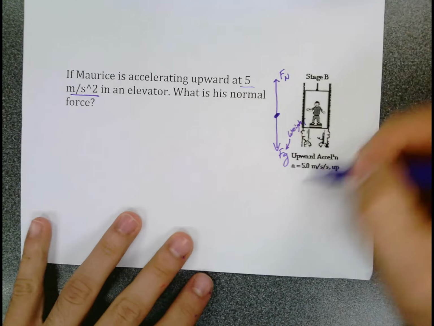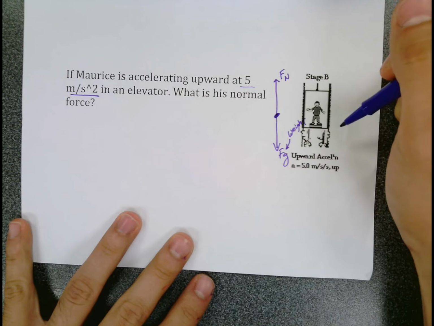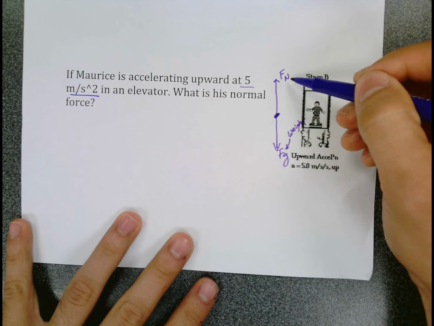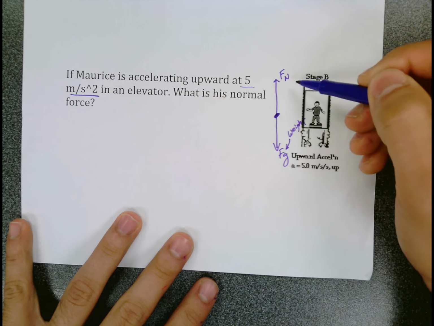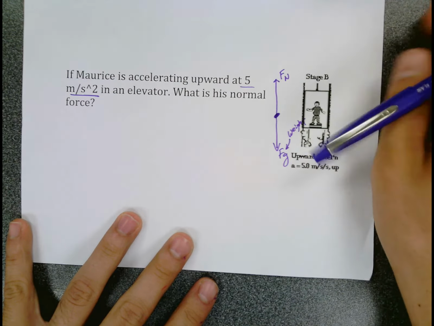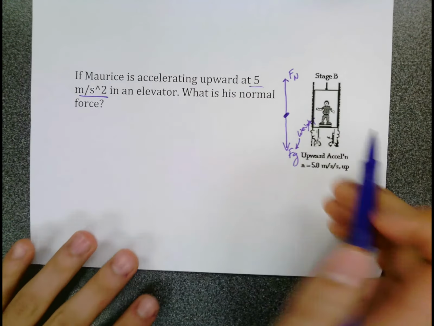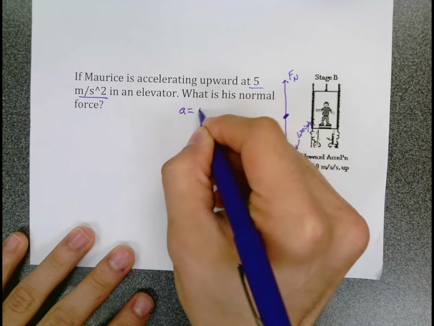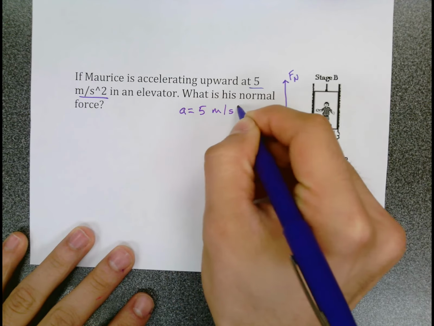When we draw a free body diagram, one of the reasons we draw it is so that we can find out Fg and we can find out Fn. And then we can add these two together to get the net force. So, first things I'm going to write are the fact that a is equal to 5 meters per second squared.